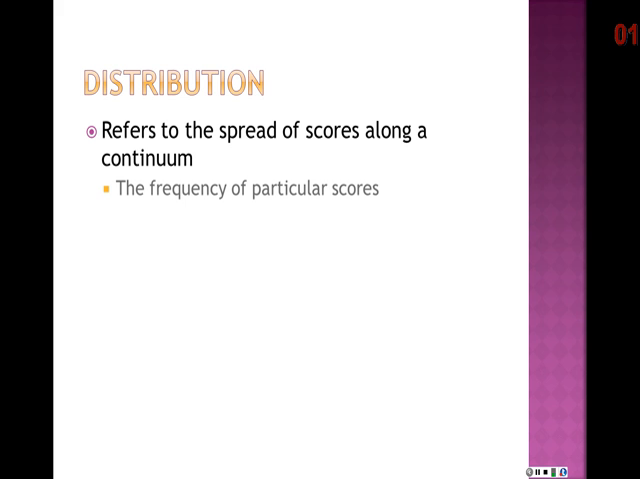And this is important to note because the distribution will be used throughout the rest of the class. And so this is where we start getting into testing differences between groups and testing to see where the sample is different than the population and so on and so forth. So this is a very important concept to understand.